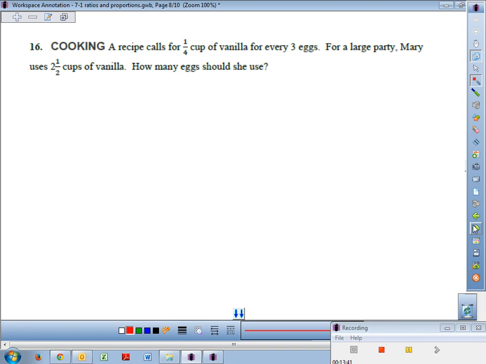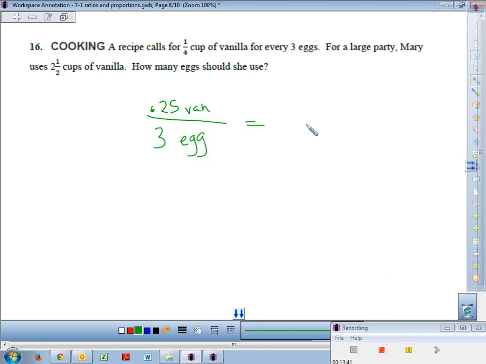A recipe calls for a 1/4 cup of vanilla for every 3 eggs. So I'm going to show you how to cheat a little bit. Because this is a story problem, decimals are going to be okay. I'll explain when I'm done. But a recipe calls for a 1/4 cup vanilla, 0.25 vanilla, I'll just change that to a decimal, for every 3 eggs. And if this guy's vanilla over eggs, then this guy is going to be vanilla over eggs. For a large party, Mary used 2.5 cups of vanilla, so 2.5 vanilla, and then x eggs.